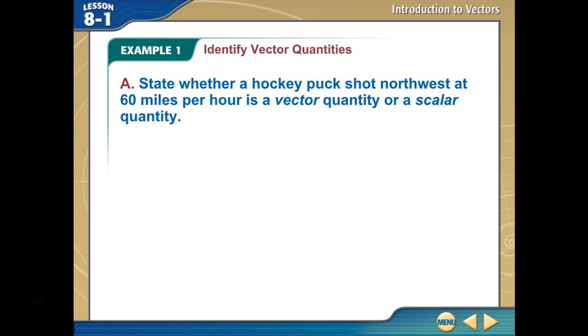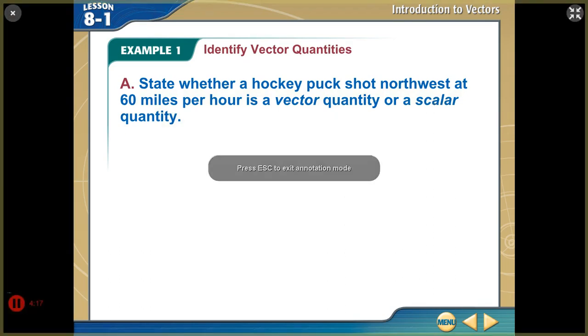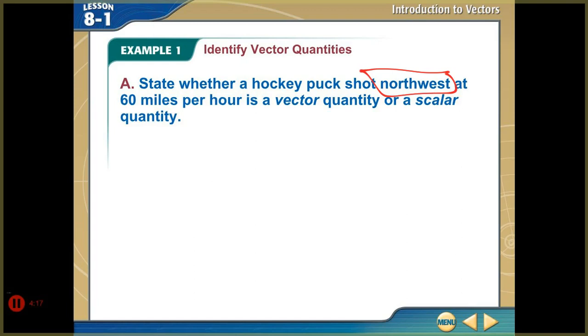Okay, so we want to look at whether a hockey puck shot northwest at 60 miles per hour is a vector or a scalar quantity. Again, what we're looking for is, do I have a direction? I do, right? Northwest is a direction. Do I have a magnitude, or a size? Yes. So I have a magnitude or size. And since I have both of those, that is going to be a vector quantity.